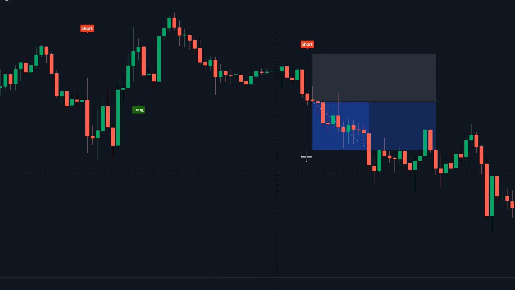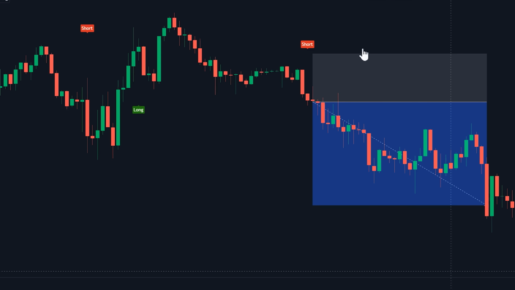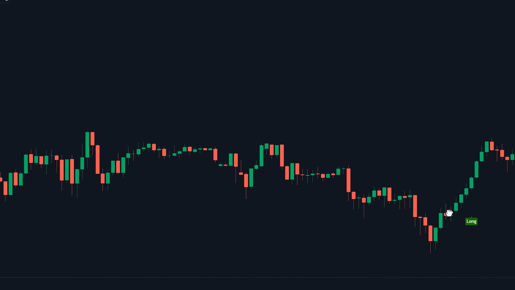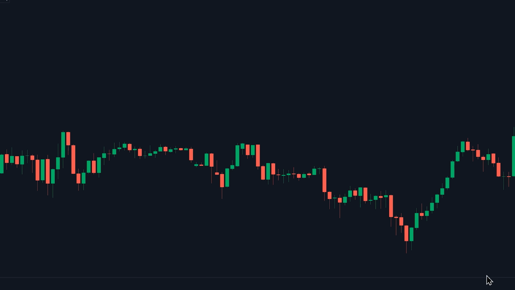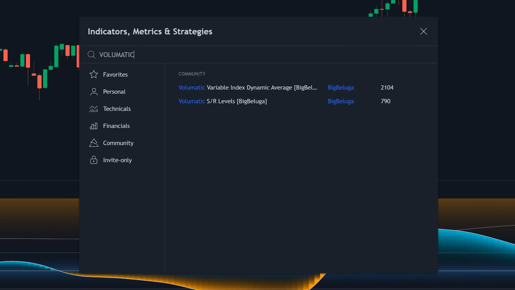But if you can't access the Pine Trades Market Beacon but still want to use this indicator to trade, there is an equally decent strategy that we can use, although I didn't actually backtest this second strategy. It involves adding an extra indicator known as the Variable Index Dynamic Average, or the VIDYA indicator.